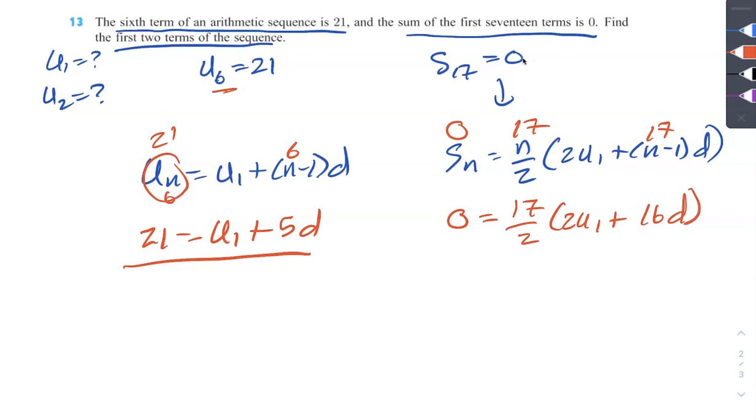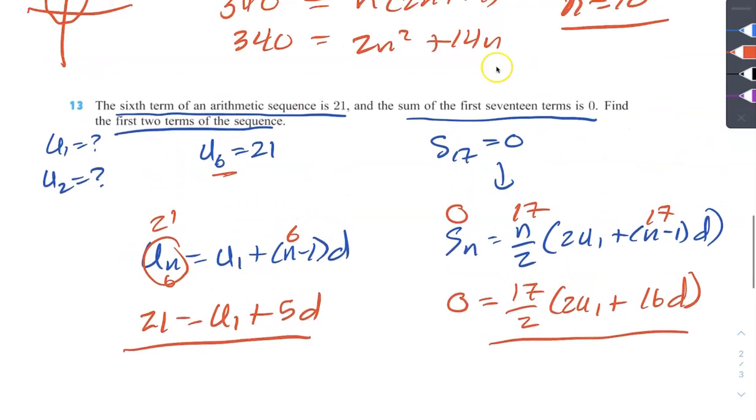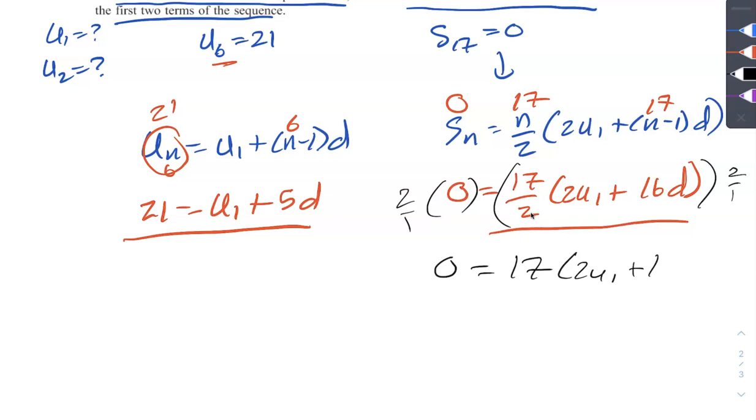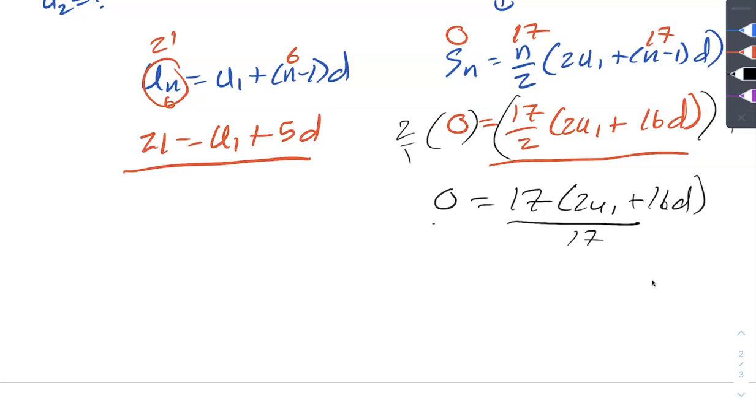Right, okay. So we've been here before. We have two equations, two unknowns. We have a U1 and a d, and a U1 and a d. So we're going to solve this by elimination or substitution, any way you want to do it. Doesn't matter. Now before I do that, let's make this side a little bit more palatable. Let's get rid of that fraction. So we'll multiply everything by 2, and we get 0 equals 17 times (2U1 plus 16d). Now, it's still a 0 on that side, so I could divide by 17 and get this all by itself. So let's divide by 17. So I get 0 equals 2U1 plus 16d. Right, that made life a lot easier.